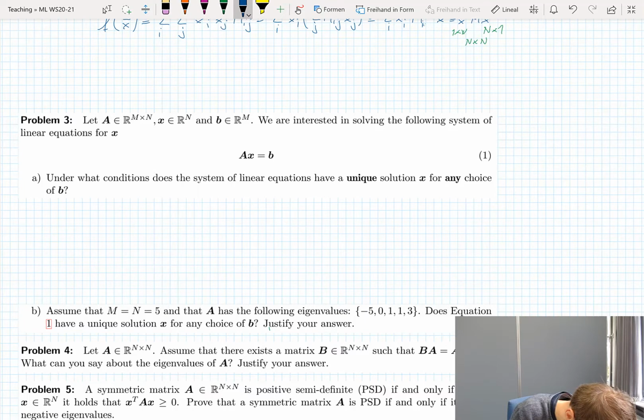So basically, say A is invertible. Then we can say A times x equals b is equivalent to x equals A inverse b.